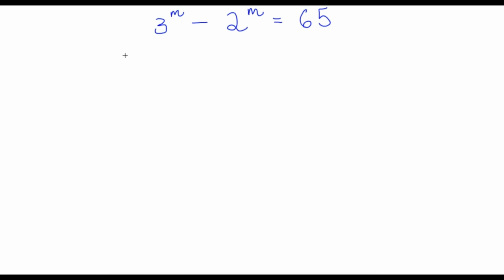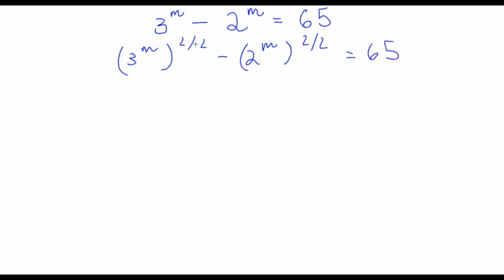Now what I'm first going to do is take the power of 2 over 2 on the left-hand side here. So now I have 3 to the power of m to the power of 2 over 2 minus 2 to the power of m to the power of 2 over 2. This is equal to 65. Now 2 over 2 is the same thing as 1. So we're basically saying 3 to the power of m to the power of 1, which is the same thing as 3 to the power of m. So we didn't make any major changes here.